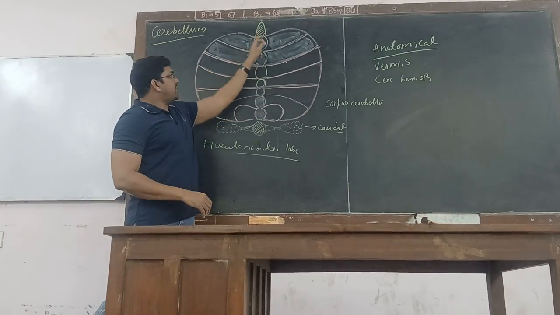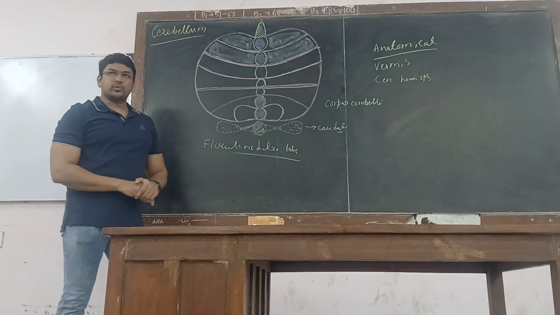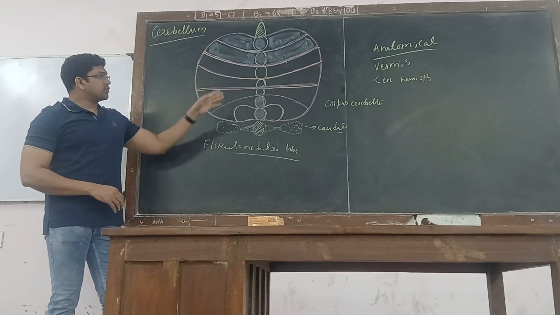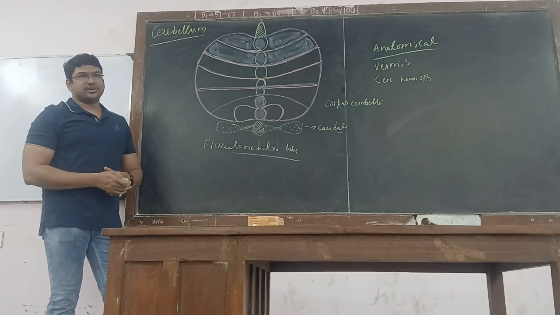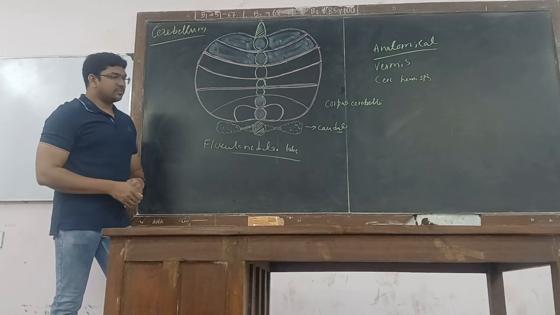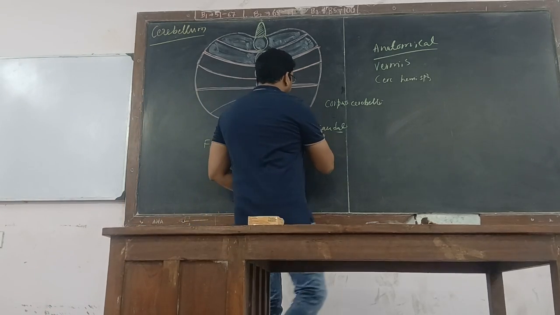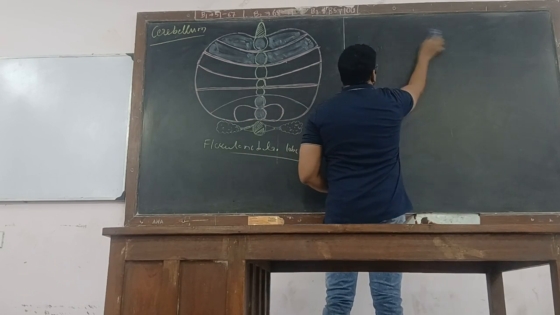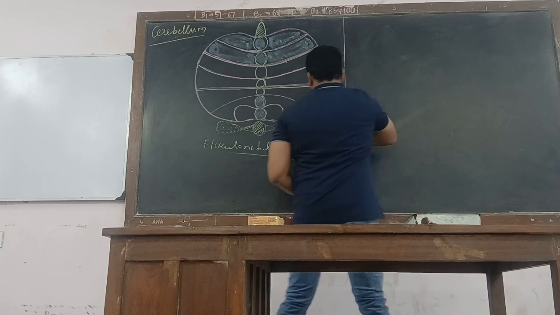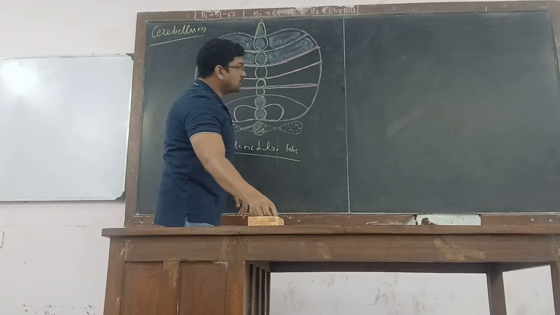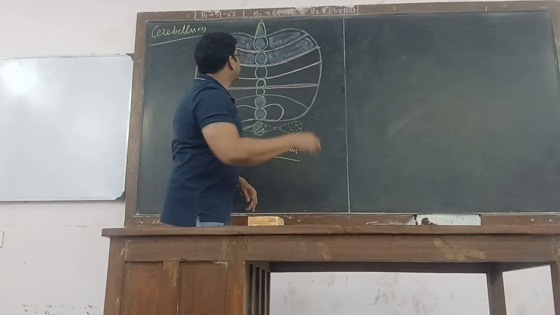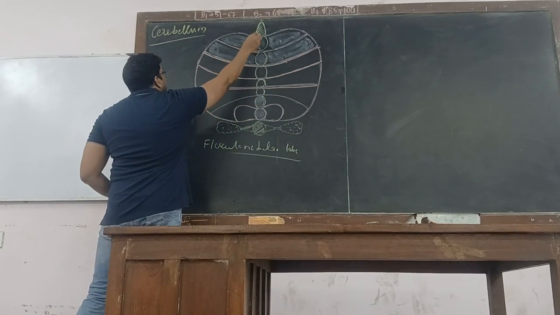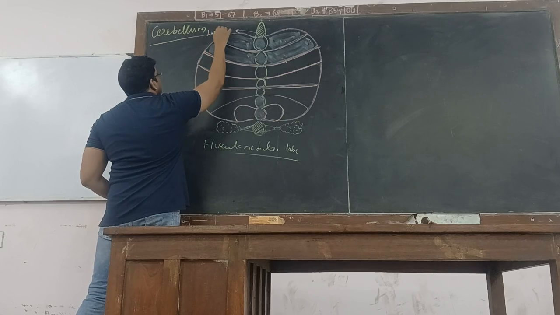The vermis is divided into multiple small parts, segments over here. You are supposed to know the names, which will be asked in the examination. So what are the names of these things over here?